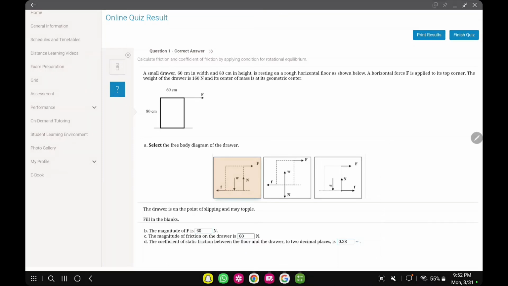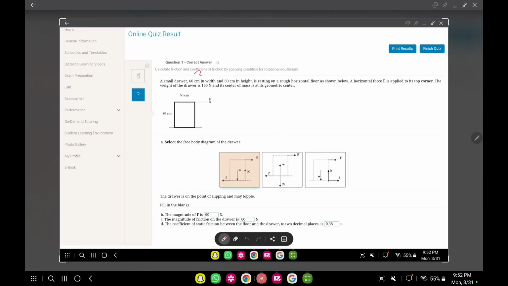Okay, so let's start. You have a small drawer, 60 centimeters in width and 80 centimeters in height, as shown over here. It's resting on a rough surface. Keyword is rough. What does that mean? There is friction, right? As shown below, a horizontal force, F, is applied to its top corner, and they told us the weight is 160.